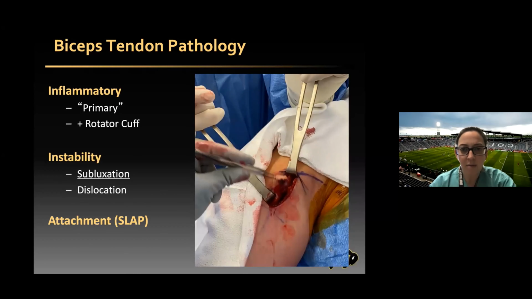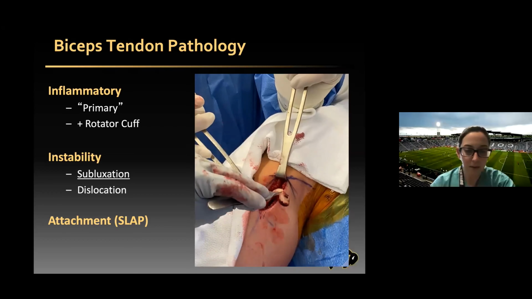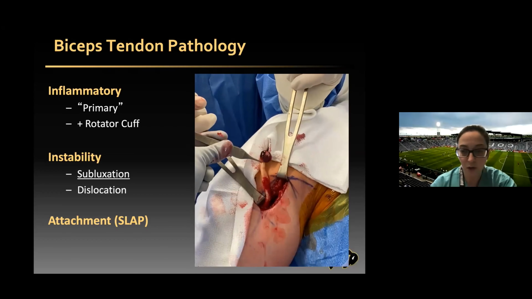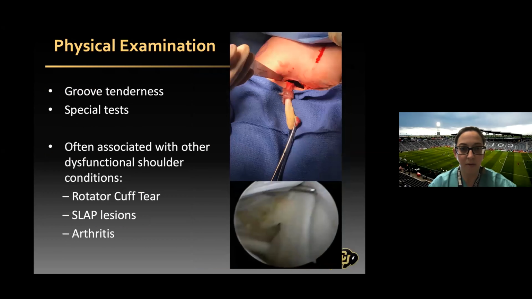So biceps tendon pathology is real. It can be inflammatory. It can be due to instability. It can be due to a SLAP tear or superior labral tear. This is an example of one of my patients who had a chronic biceps tendon rupture, and you can see a very bulbous end to his biceps tendon and then a ton of tenosynovitis and thickening just along the entire course of the biceps tendon, most of which cannot be viewed arthroscopically, which is when a lot of us tend to diagnose or not diagnose biceps problems. So a lot of potential problems with biceps tendon pathology.